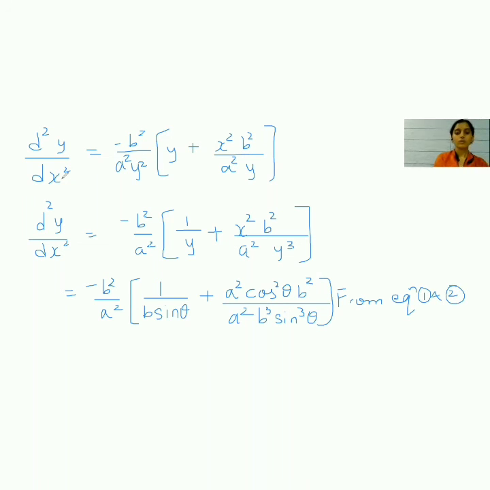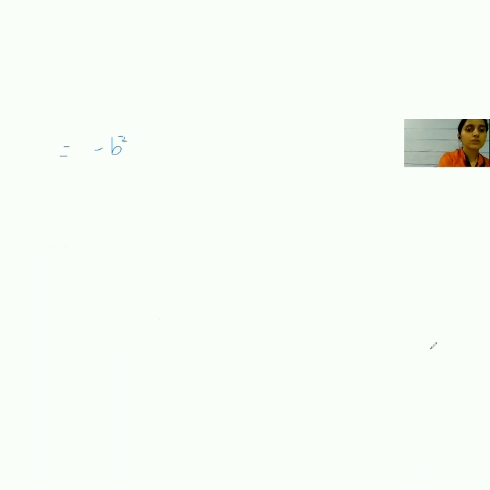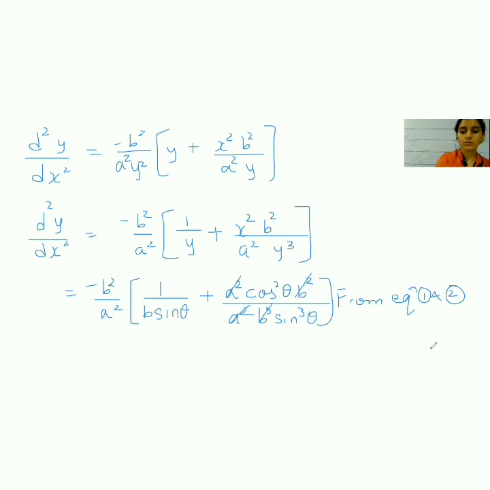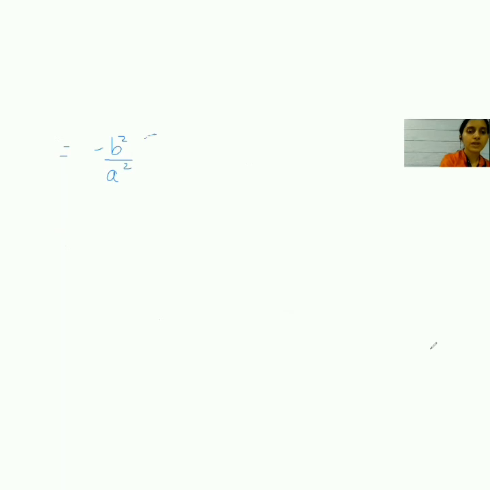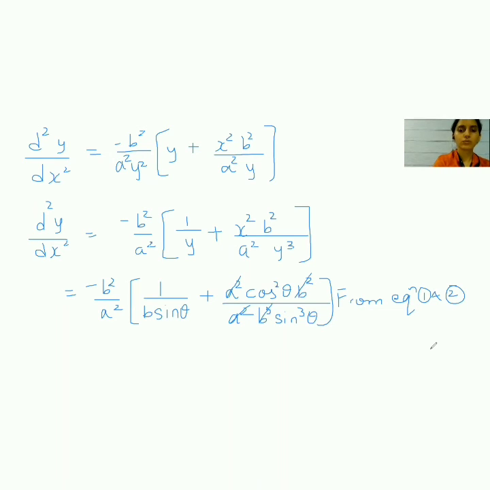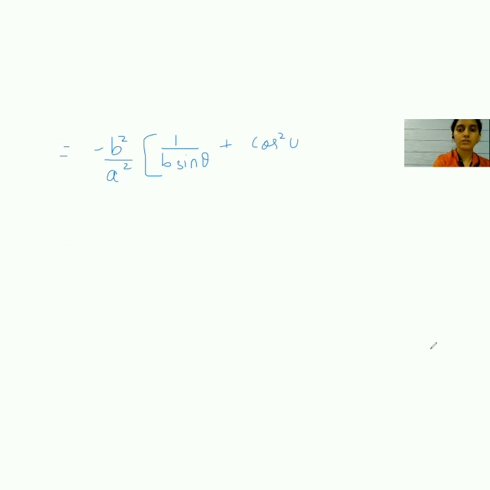Now here we can still simplify. A square cancels, b cancels, 1 upon b sine theta. So we have minus b square upon a square, bracket, 1 upon b sine theta over here, and plus cos square theta upon b sine cube theta.